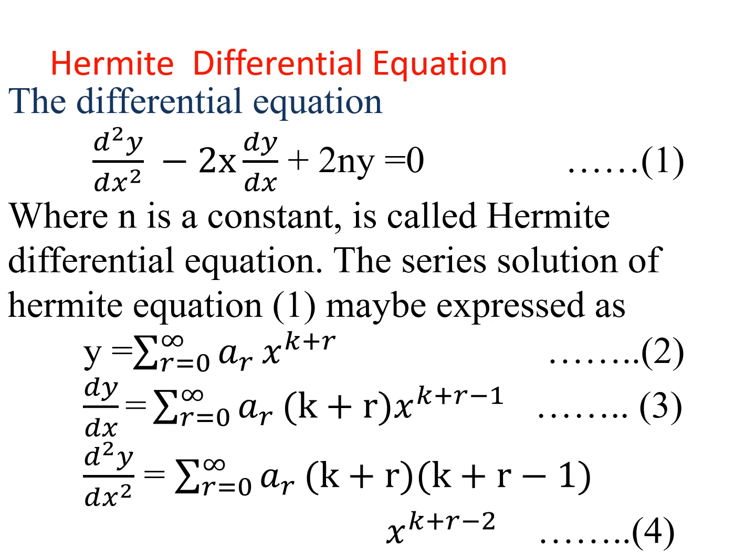Hermite differential equations. The differential equation d squared y by dx squared minus 2x dy by dx plus 2n y is equal to 0. This is equation 1, where n is a constant, is called a Hermite differential equation.